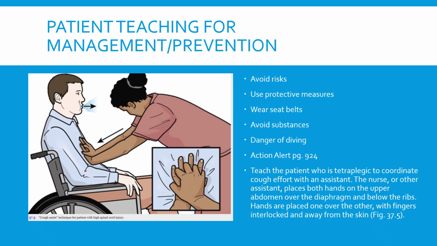We also want to teach the patient who is tetraplegic to coordinate cough effort with an assistant. The nurse or other assistant will place both hands on the upper abdomen over the diaphragm and below the ribs. The hands are placed one over the other, with the fingers interlocked and away from the skin as pictured. Then you would have the patient take a deep breath and cough during expiration. The assistant locks elbows and pushes inward and upward as the patient coughs. You're going to repeat that process until their airway is clear and provide rest periods as needed between.